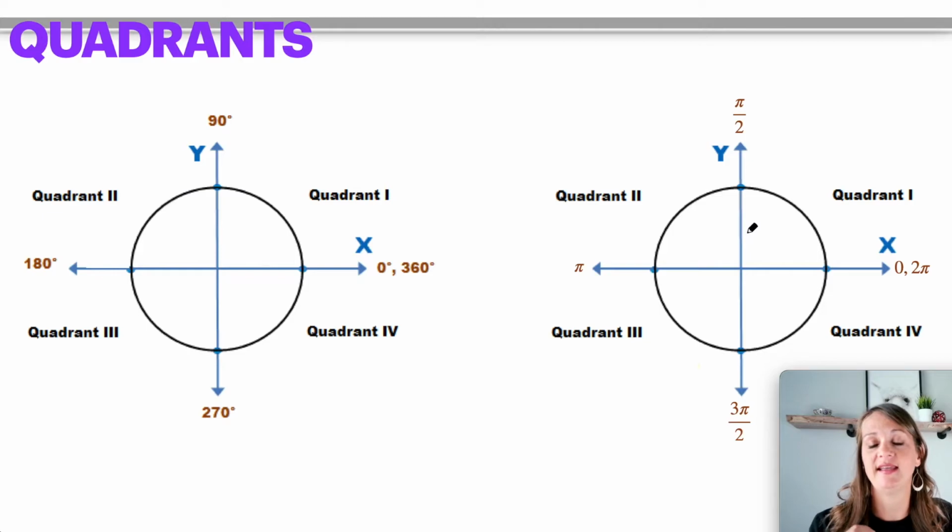If it is a radian, this is where it gets a little more interesting. If you start at 0, just like you start here, nothing changes.